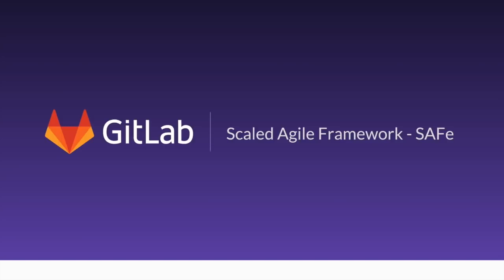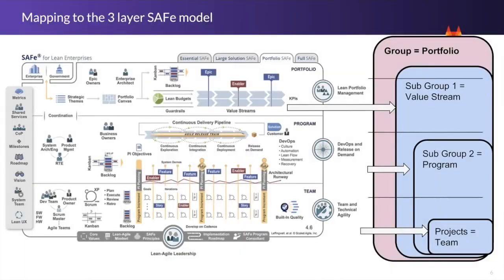When we look at GitLab and Scaled Agile Framework, if your organization is looking to move towards SAFe, you are going to be able to align via what we just talked about, the groups and the projects. How we look at it is, if we're looking at portfolio SAFe and we're looking at that portfolio level, that top parent group or umbrella group is going to be at the portfolio level. There's going to be a subgroup that aligns with a value stream, and then a second subgroup that aligns with a program.